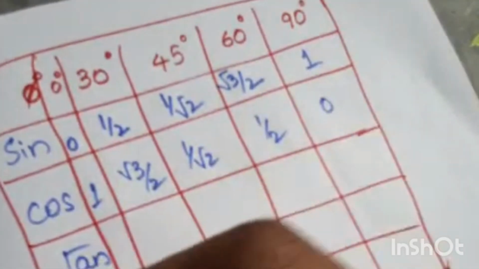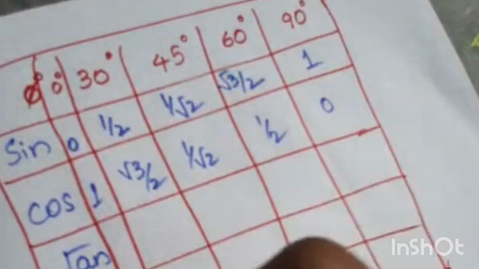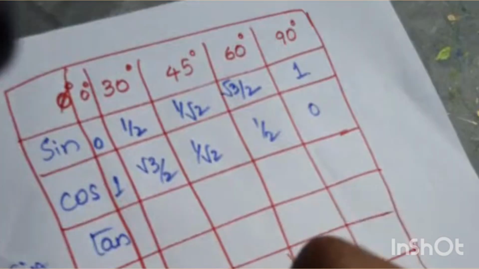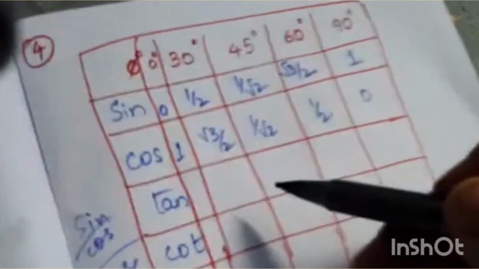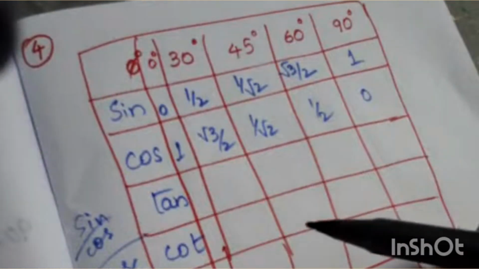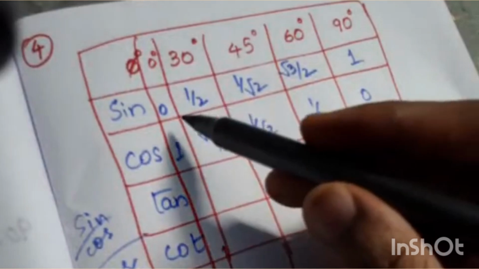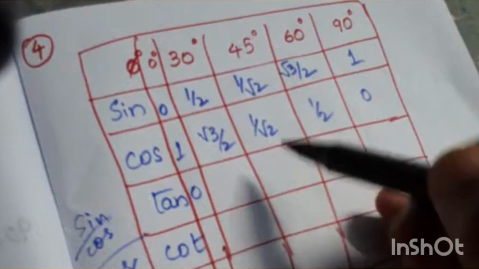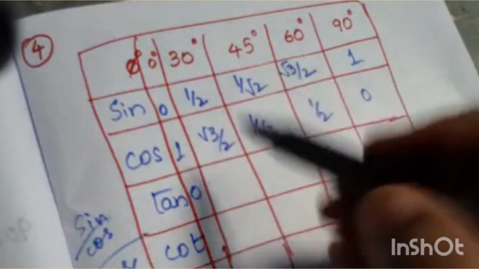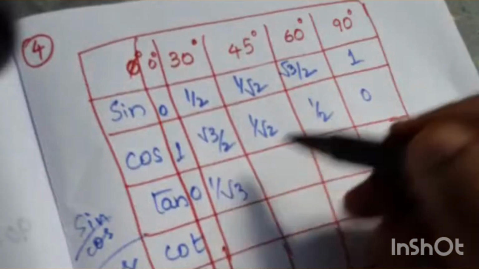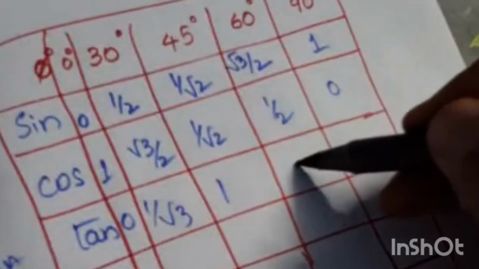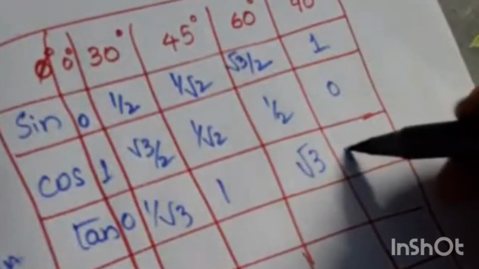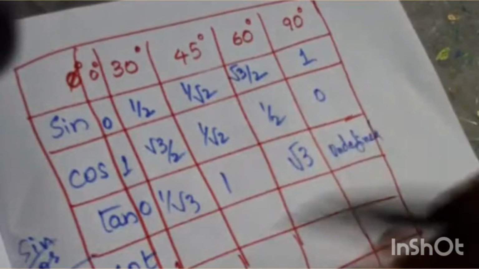Tan means sine by cos. Cot means cos by sine. Sec means 1 by cos. Cosec means 1 by sine. These are reciprocals: 1 by sine, 1 by cos and cos by sine. Tan means sine by cos, so tan 0 is 0 by 1, which is 0. Then the 2 cancels, giving 1 by root 3. Again 1 by root 2 over 1 by root 2 cancels to 1. Root 3 by 2 over 1 by 2, the 2 cancels, giving root 3. And this is 1 by 0, undefined. Like this we have to remember.